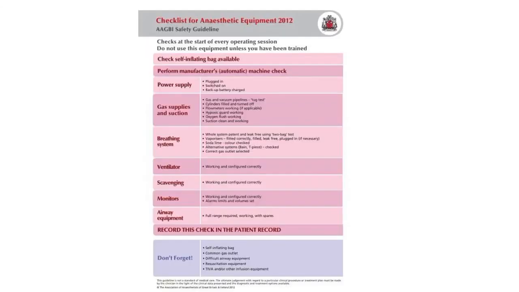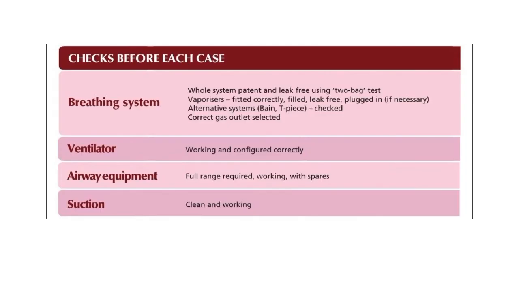So this again just shows you the checklist for checking anaesthetic equipment that we've now discussed in turn. So all of these checks should be completed before an operating list begins. In addition, before each anaesthetic case, we should be checking the whole of the breathing system, the ventilator, the airway equipment that we have that is available and spares, which is particularly prudent if we're doing paediatric cases or suspected difficult airways. And you should also check that you have clean and working suction.